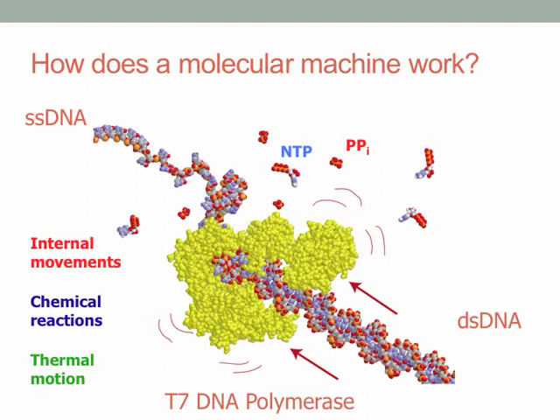So how does this machine work? Well, in a nutshell, T7 DNA polymerase is a molecular machine that copies DNA. It has several moving parts, and it uses chemical energy to add new nucleotides. In the illustration, the T7 DNA polymerase is shown in yellow, and the DNA is in blue and red. So let's take a look at this molecular machine, a bit like an engineer who's trying to understand the design of a macroscopic machine. So let's take a look at the jobs it must do.